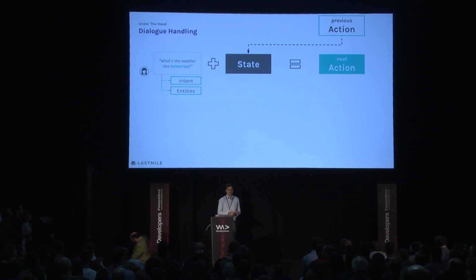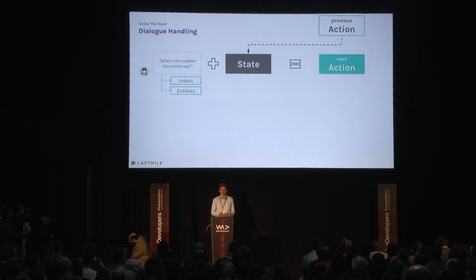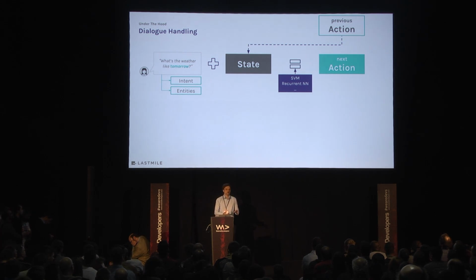This combination is done by vectorizing the intents, the entities, and the state itself, so making it usable for a machine learning model. And actually this equals sign is a machine learning model itself. So that is an SVM, or if we have more training data for our dialogues, we can use more advanced models here as well. For example, a recurrent neural network like an LSTM or something like that.